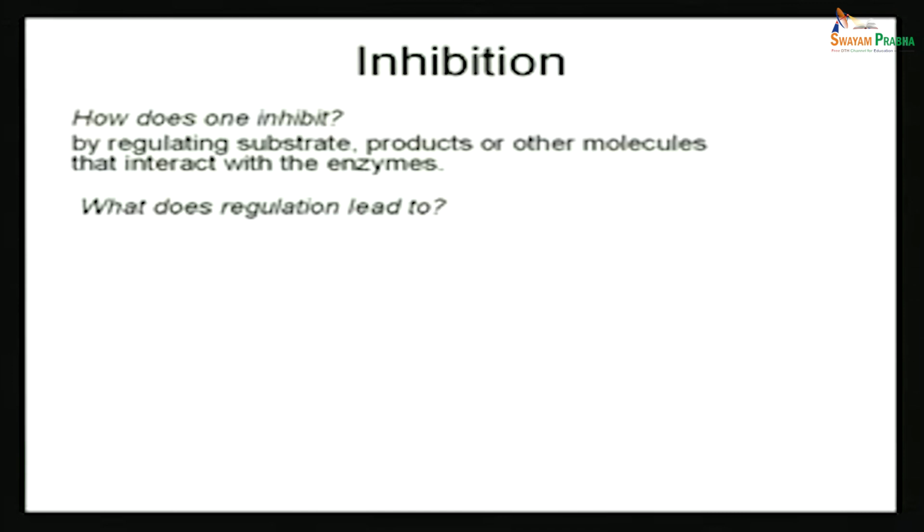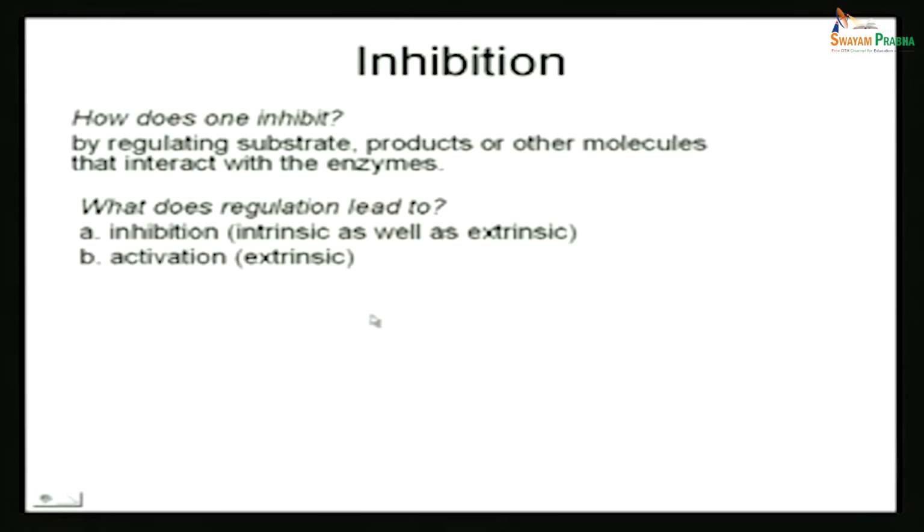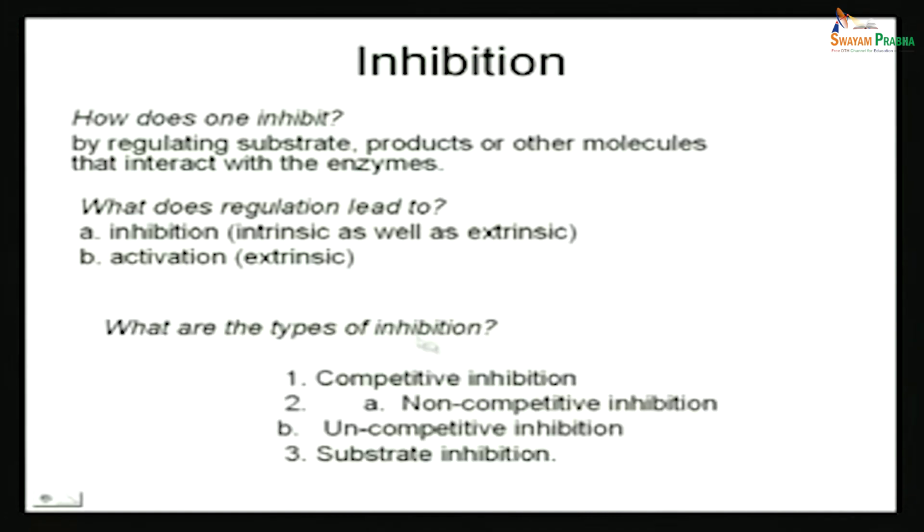So let's try to see what regulation leads to. Regulation leads to inhibition. It could be an intrinsic inhibition or an extrinsic inhibition, that is, you inhibit intrinsically or extrinsically from outside. It leads to lowering the activation energy, the amount of energy, which we talked about. Now what are the types of inhibition? Just for your record, these are the 4 different types of inhibition. The first type is known as competitive inhibition. The second type is split up into 2, called non-competitive and uncompetitive, and the third one is substrate inhibition.